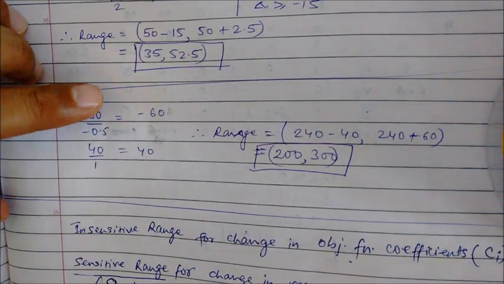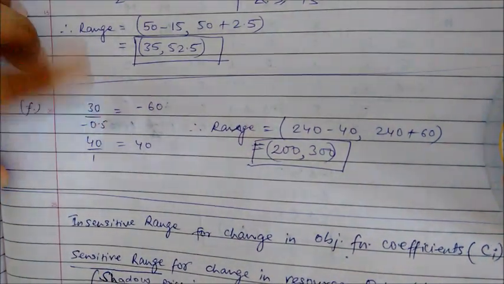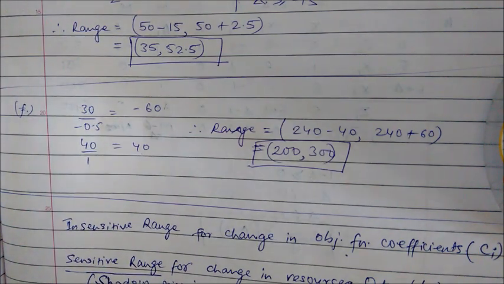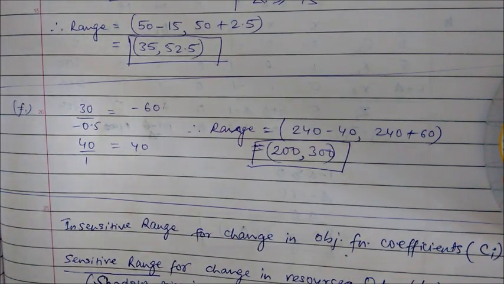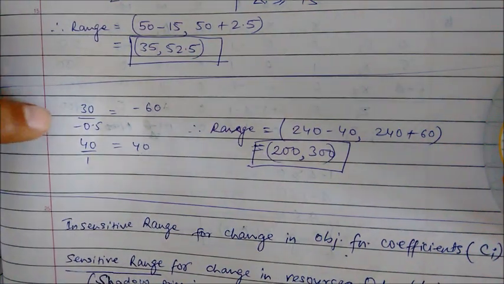So the least negative comes out to be minus 60 itself. If there would have been another ratio that is minus 100, the least negative in this case would have been minus 60, because 60 is less than 100. So minus 60 would have been the value in that case.